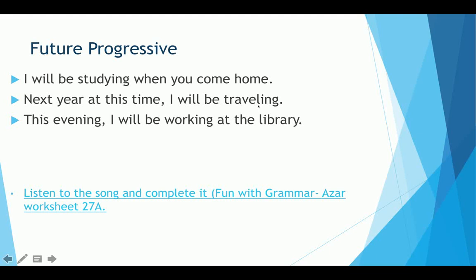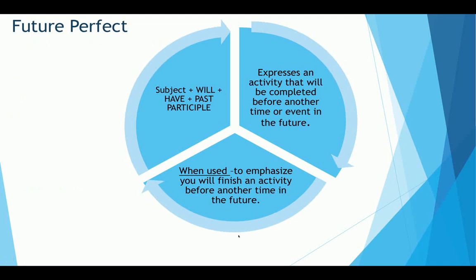So here you see it's future, but I want to show continuity here. This evening, I will be working at the library. Future perfect. The form is a subject, will, have, plus past participle. When do you use it? To emphasize you will finish an activity before another time in the future. It expresses an activity that will be completed before another time or event in the future.